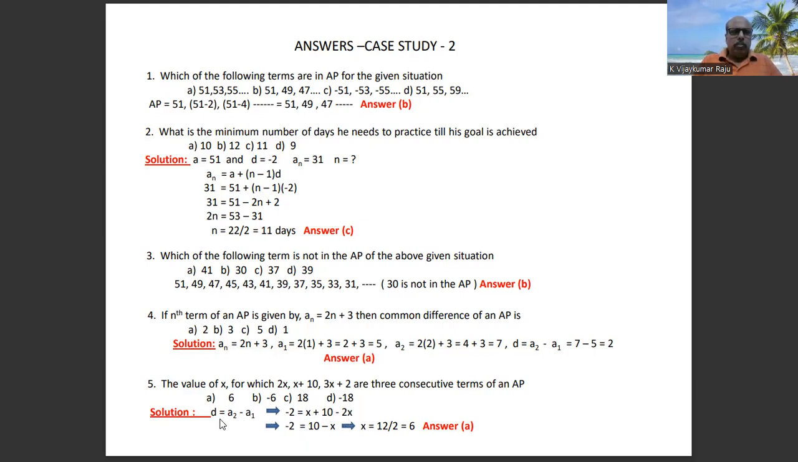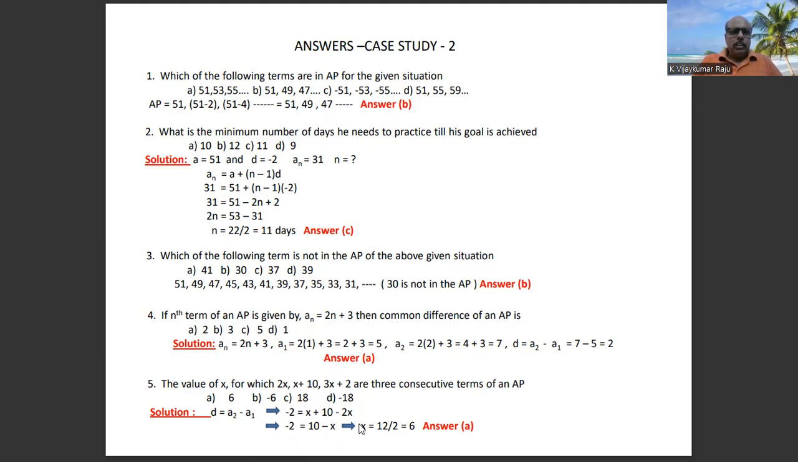Okay. And what is the difference? I've already calculated. Yeah, so every day it is decreasing by 2. So it is minus 2. D is minus 2, which is equal to x plus 10 minus 2x. So minus 2 is equal to 10. x minus 2x is minus x.